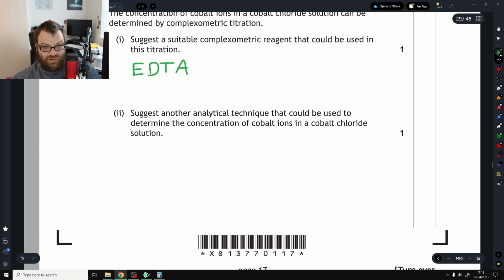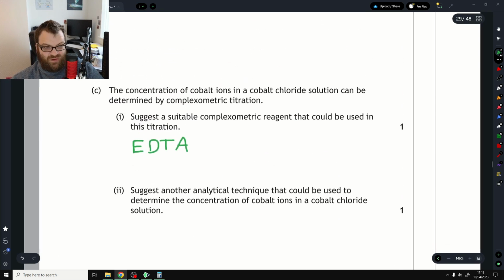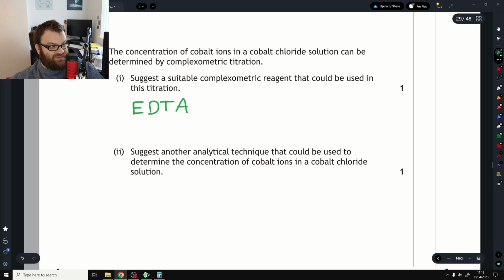Next one, we're asked to suggest another technique that could be used to determine the concentration. With transition metals, it tends to be coloured compounds. This would mean that something like a colorimeter would be quite a good way of determining what's going on with this. So my answer then, I'd go for colorimetry, where you test the absorbance in particular wavelengths depending on what colour it is.